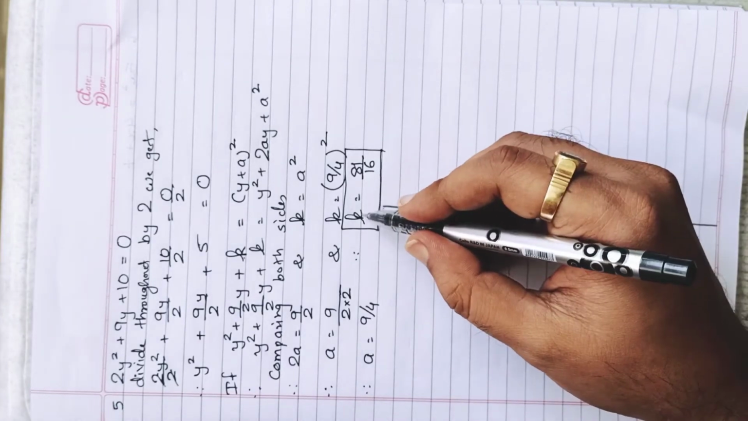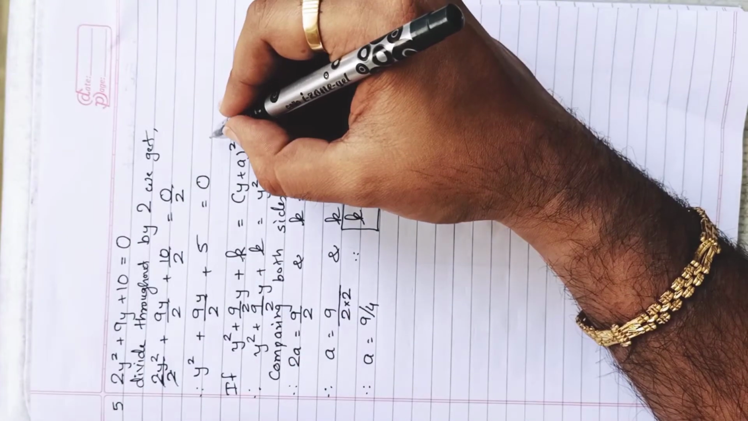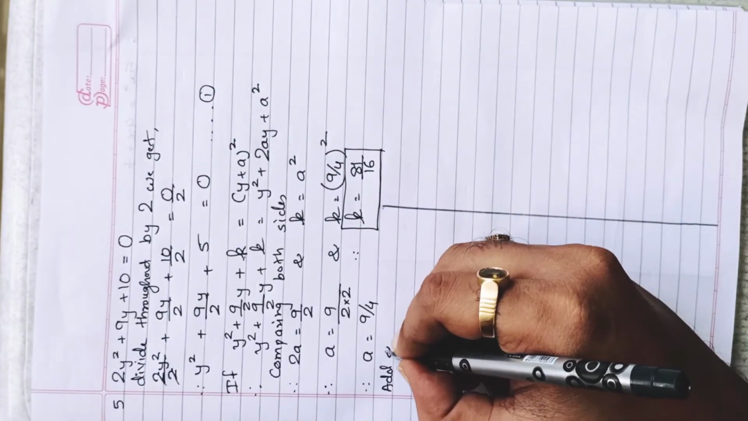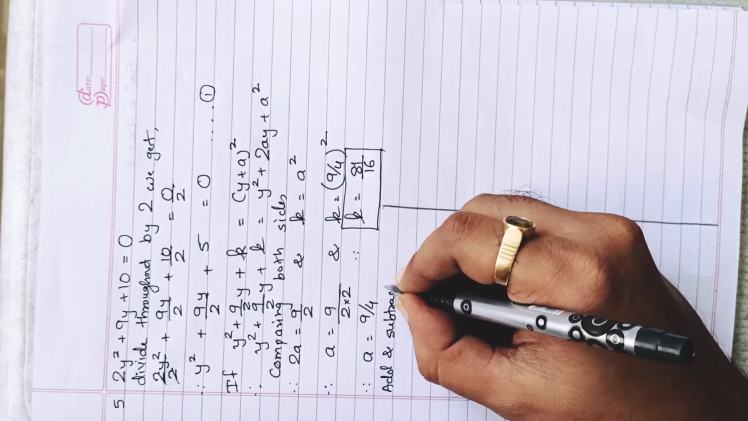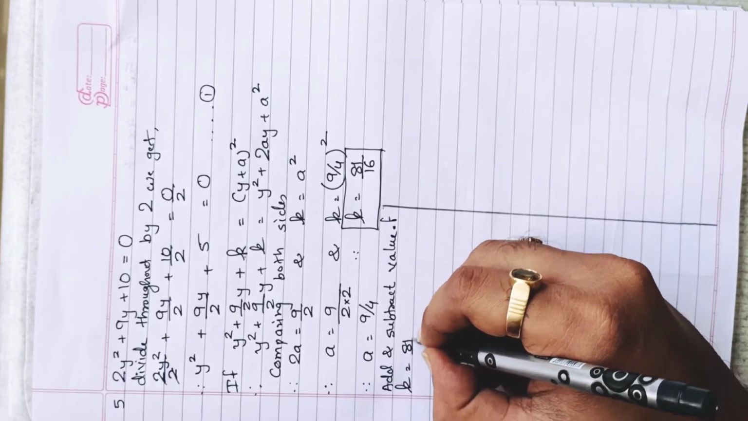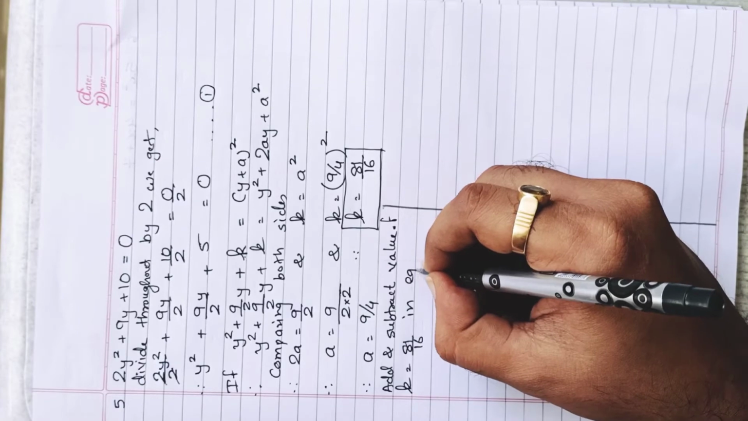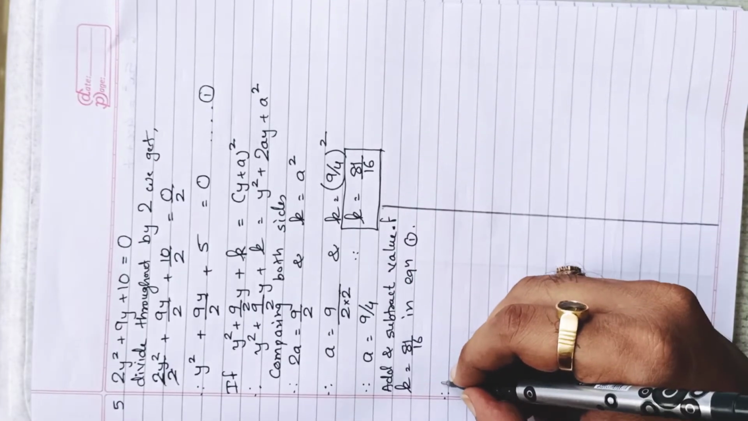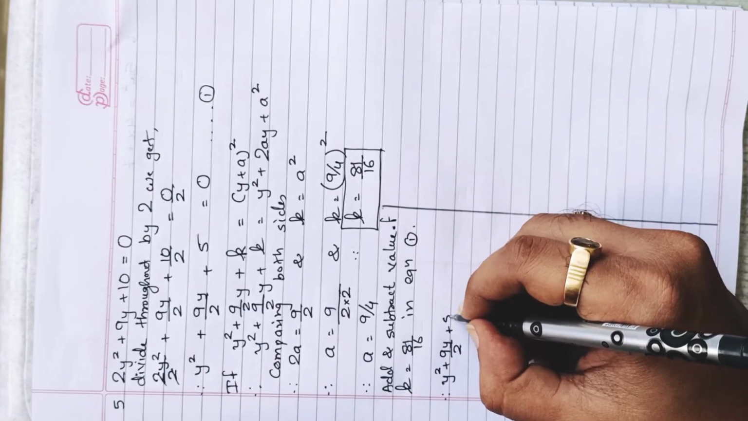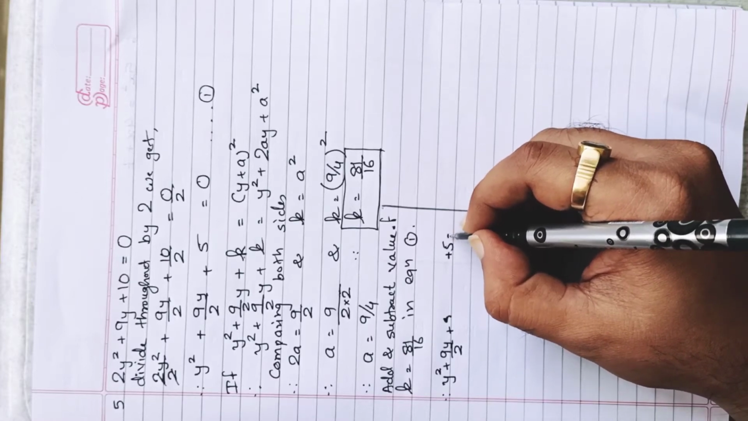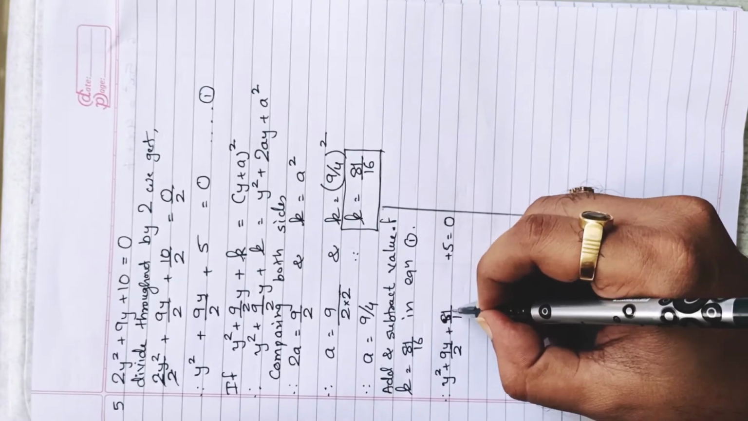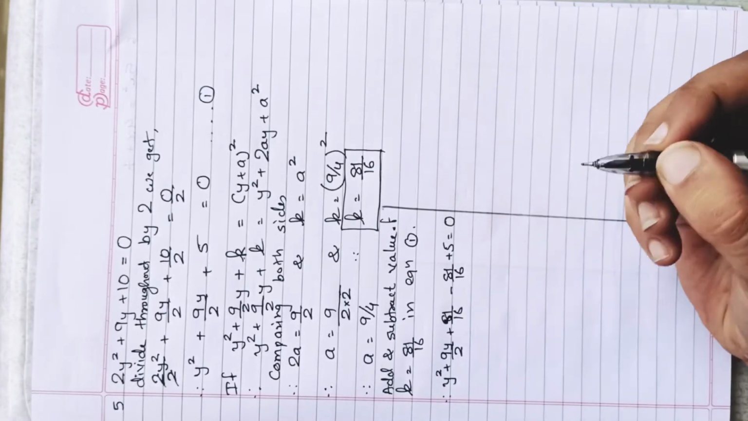Now what we have to do? Add and subtract value of k in LHS in equation 1. And this will be the equation 1. Now add and subtract value of k equal to 81 by 16 in equation 1. Therefore y square plus 9y by 2 plus 5 will come here, plus 5 equal to 0. Now what we have to add and subtract? Add 81 by 16 and minus 81 by 16.